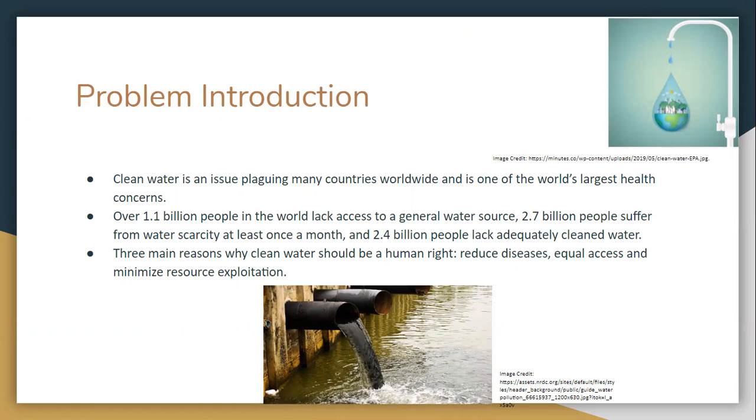Three main reasons are cited as to why water should be a human right. One is that ensuring access to clean water will significantly reduce the number of people affected by diseases. Two, the privatization of water does not ensure everyone has equal access. Three, the world's resources are being exploited to a point where current water supply quality is threatened and must be improved upon.